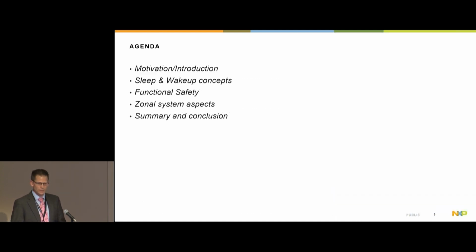I will start with the introduction and the motivation, so why are we doing this? Then we'll go into both the sleep and wake-up concepts, so briefly look into what TC10 is about, and also the functional safety for Ethernet specifically. Then coming to some system aspects, especially in a zonal architecture, what does it mean, and close with a summary and a conclusion.